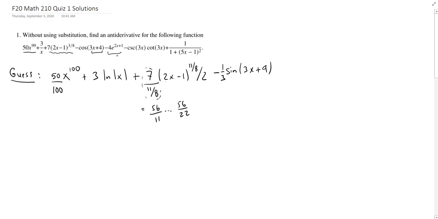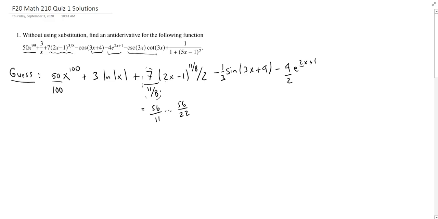All right, let's see the next piece. I have an exponential function. Those are easy to antidifferentiate. All right, I'll put my times 4, and I just copy the function. An antiderivative for e to the x is e to the x. Now, if I took a derivative, I'd get an extra 2, so I'm going to have to divide by that 2.